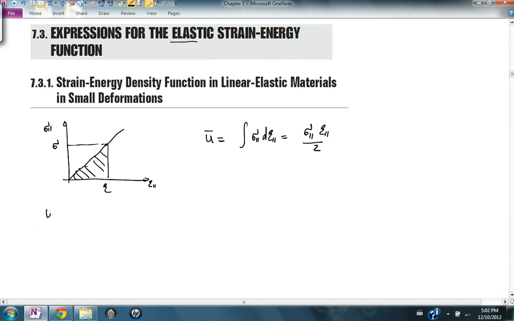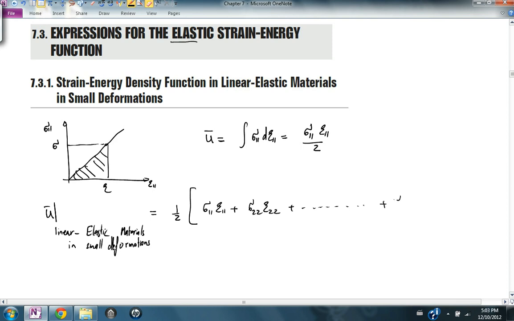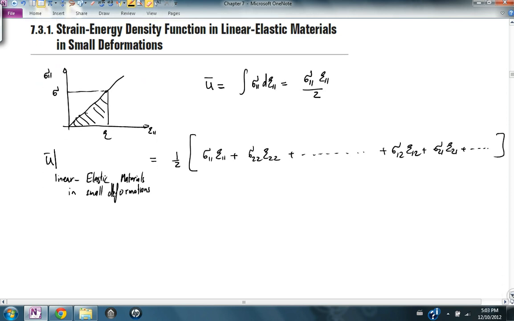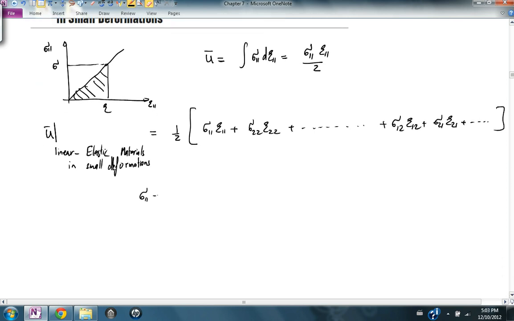And so the strain energy in linear elastic materials in small deformations, because I'm going to use the small strain matrix, is equal to half multiplied by sigma 1 1 epsilon 1 1 plus sigma 2 2 epsilon 2 2 plus, and so on, sigma 1 2 epsilon 1 2 plus sigma 2 1 epsilon 2 1 plus, and so on. 9 components.